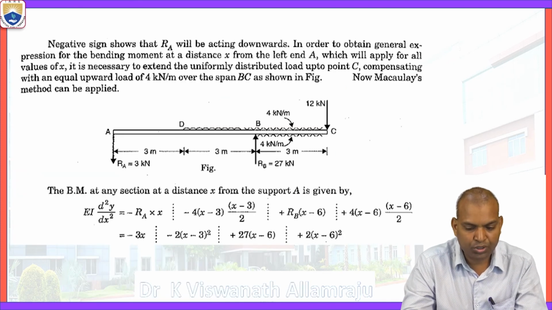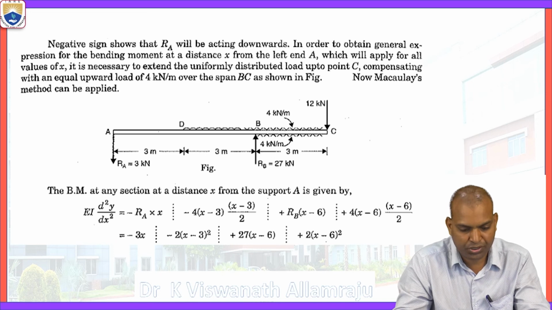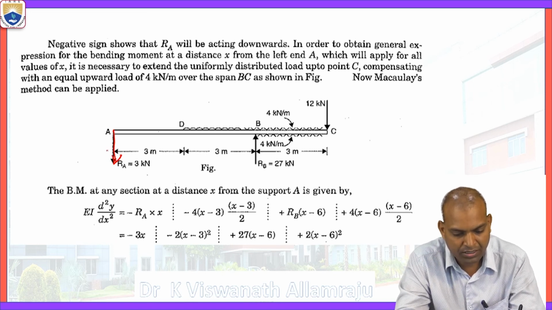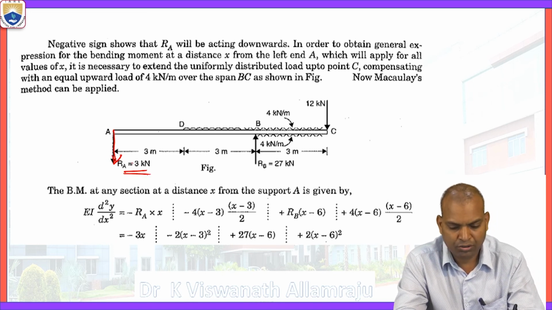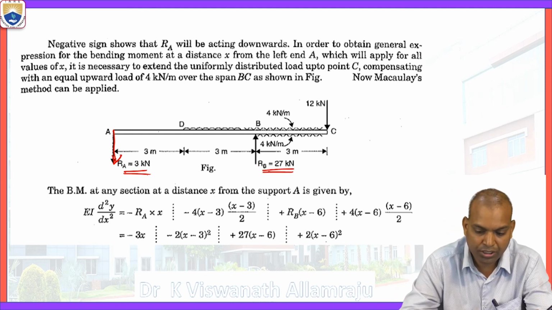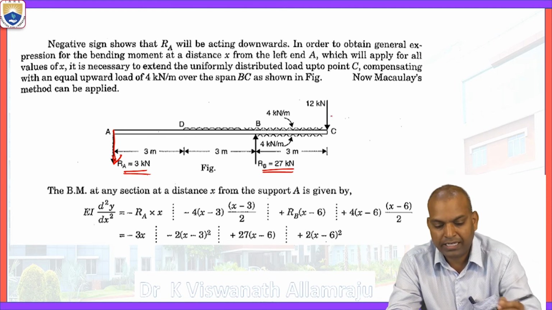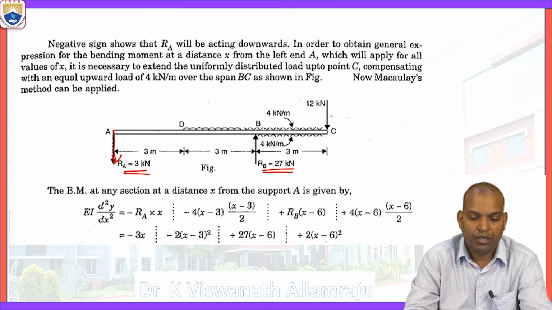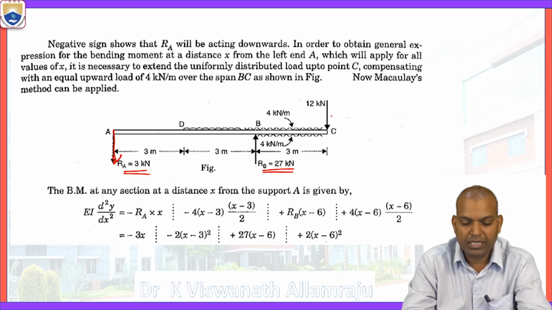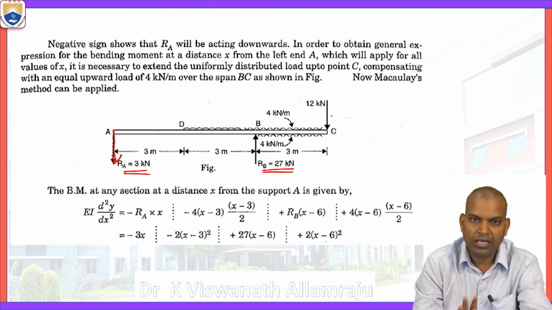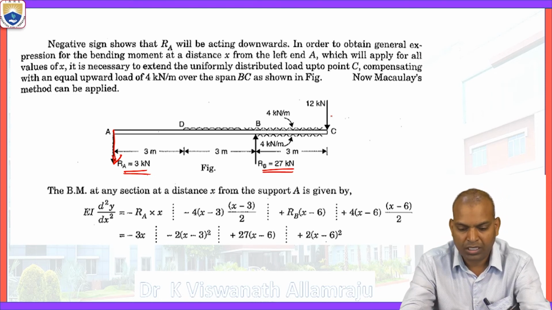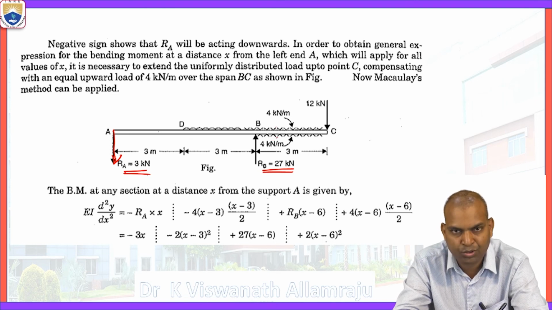Then after substituting those reaction supports, we have to draw the diagram. We have drawn that RA is 3 kilonewtons acting downwards, RB is 27 kilonewtons acting upwards, and here it is 12 kilonewtons acting downwards. So for the portion between B and C, we are considering a UDL of 4 kilonewtons per meter upwards, and also another UDL upwards and another UDL downwards, the top and bottom. So it will be cancelled, no effect.